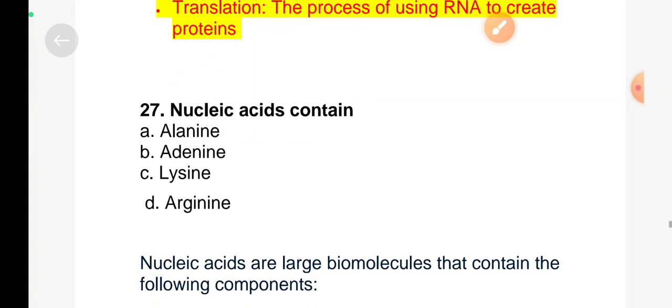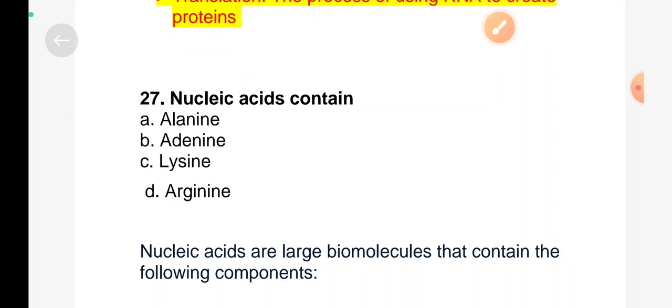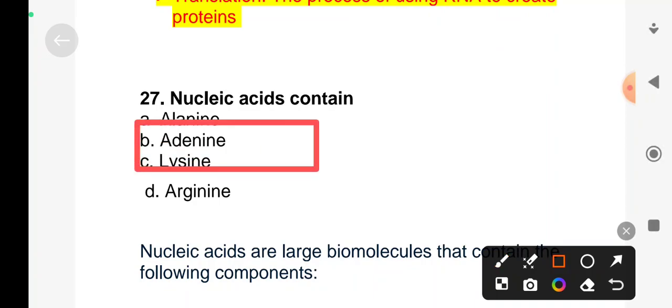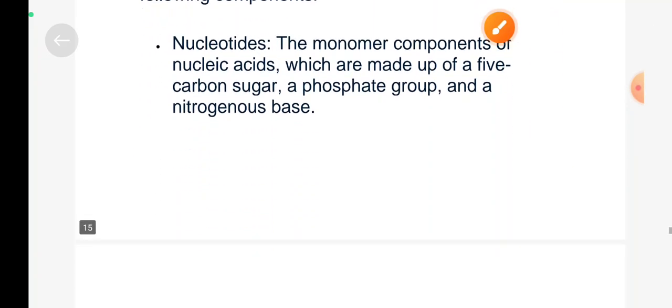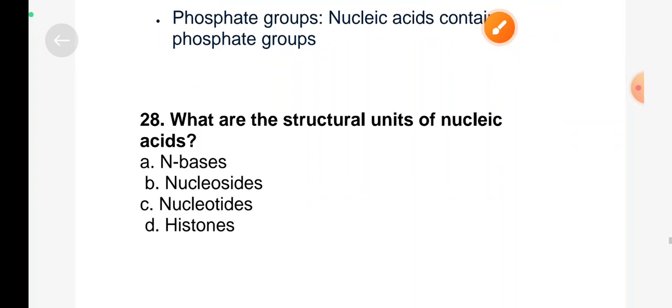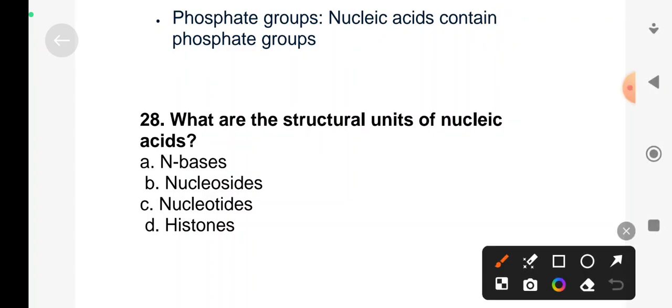Next question. Nucleic acid contains: option A, alanine; option B, adenine; option C, lysine; option D, arginine. Nucleic acid contains option B, adenine. Next question. What is the structural unit of nucleic acid? Option A, N base; option B, nucleosides; option C, nucleotides; option D, histones. Correct answer is option C, nucleotides.